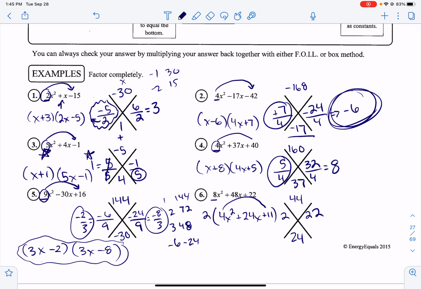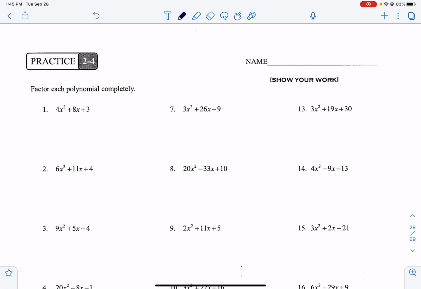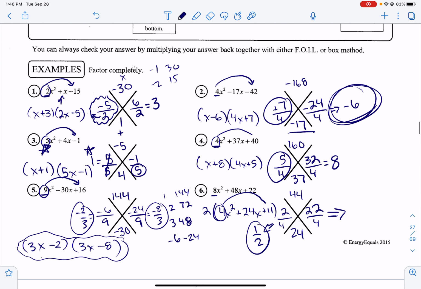Yeah. So now, because I multiplied by 4 right here, I've got to undo that. So I'm going to divide by 4. And on the left-hand side, that turns into 1/2. And on the right-hand side, 22 divided by 4 is just 11 over 2, and that's going to be my other number.